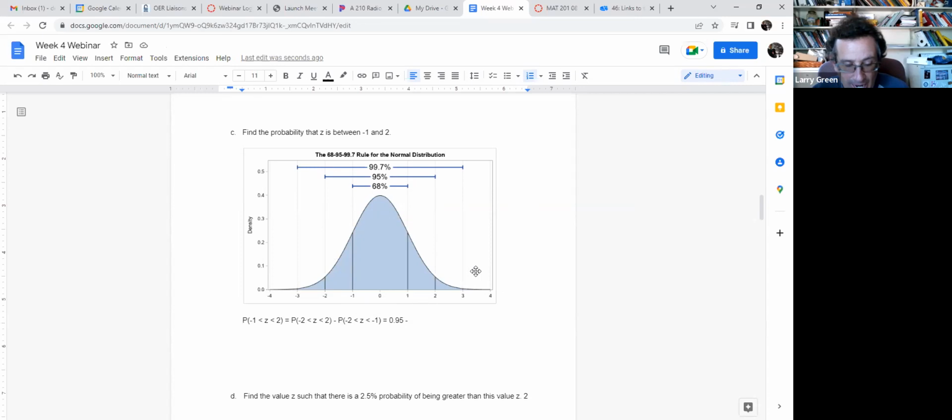So we're going to subtract the -2 to 2, which is 0.95, minus -1 to 1, which is 0.68, divide by 2. So I'm going to stop here. Any questions? Are there any pieces that you didn't follow in this arithmetic?